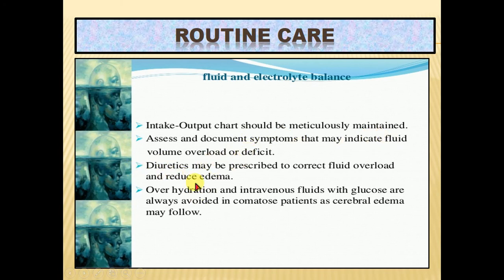Next, if it is fluid overload, we need to give diuretics, and this will correct the fluid overload and reduce the edema. And overhydration and IV fluids with glucose are avoided in a comatose patient because this will lead to cerebral edema. Okay, so we don't want cerebral edema to take place, so glucose is avoided and overhydration is avoided.